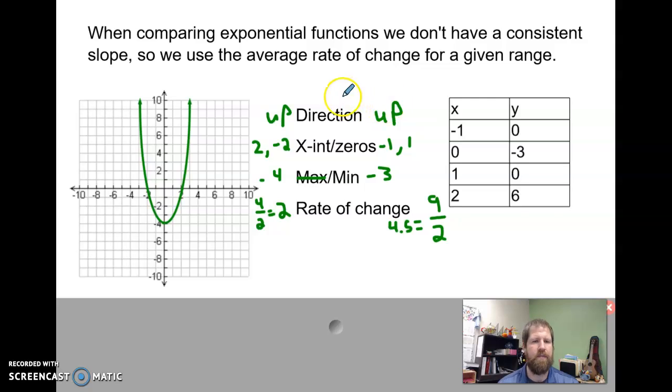Okay, so with this we can start to compare. We can say, okay, well, they're similar in that they come up in the same direction. This graph is slightly wider on the zeros. I have just one out from each of my zeros on my table. The graph has a lower minimum. Okay, it dips down lower. And then the rate of change, the graph is going to be wider. It's not going to be as steep going up because the rate of change on my table is quite a bit higher. Okay, and that's how we're going to compare our quadratic functions.